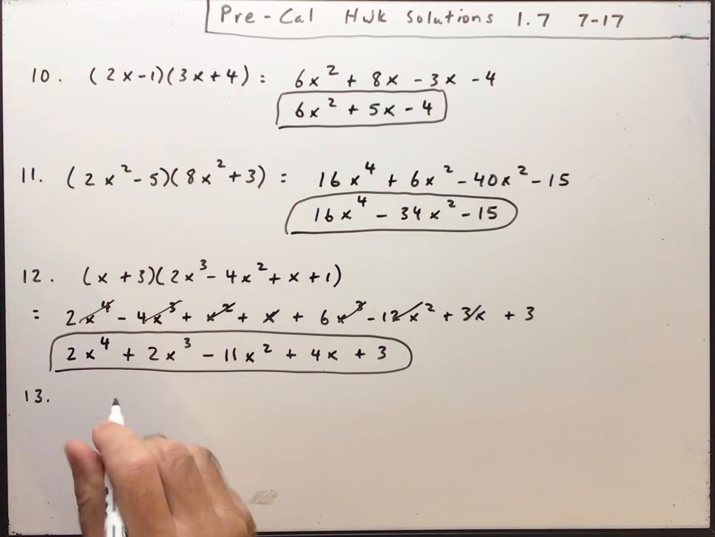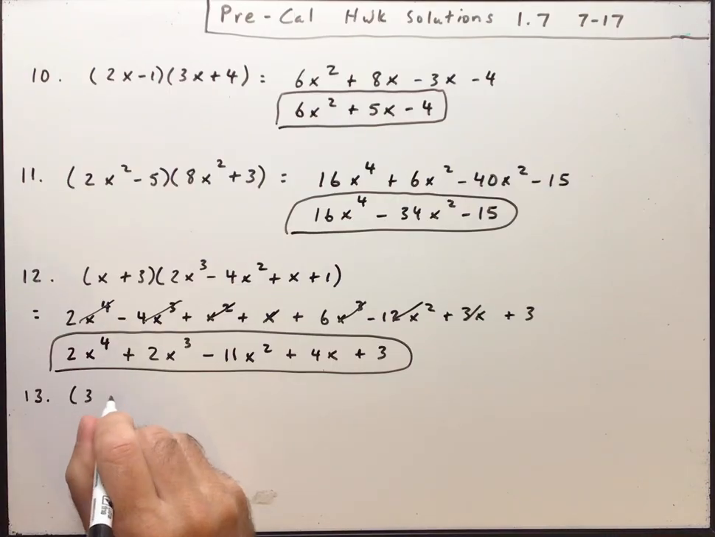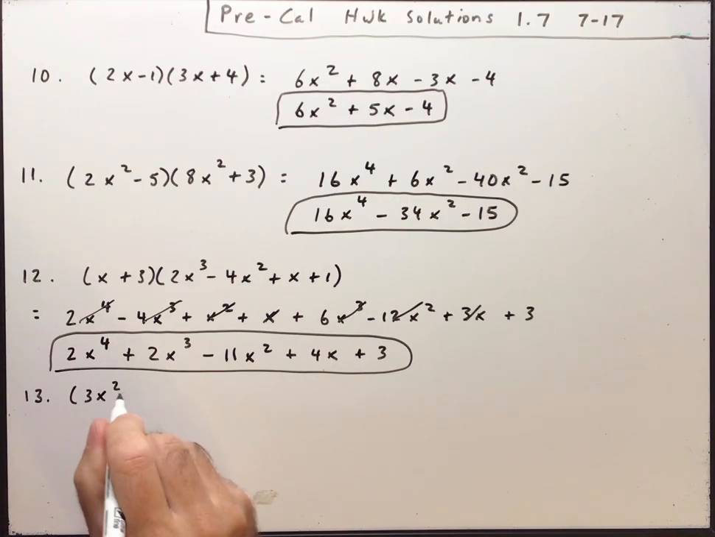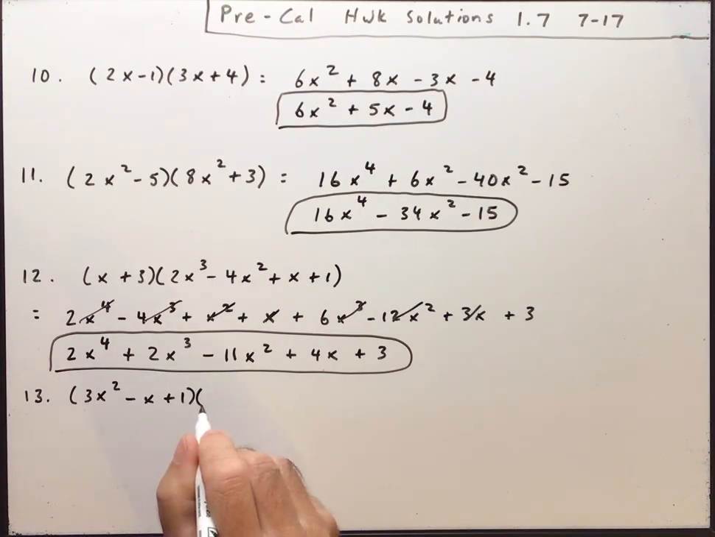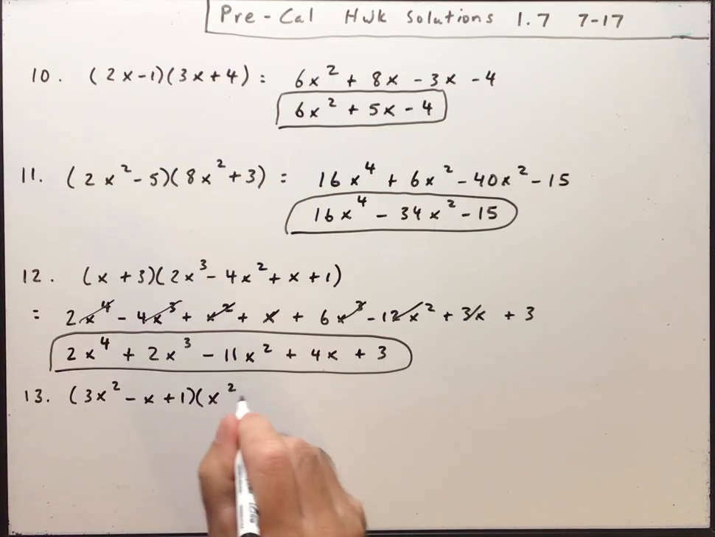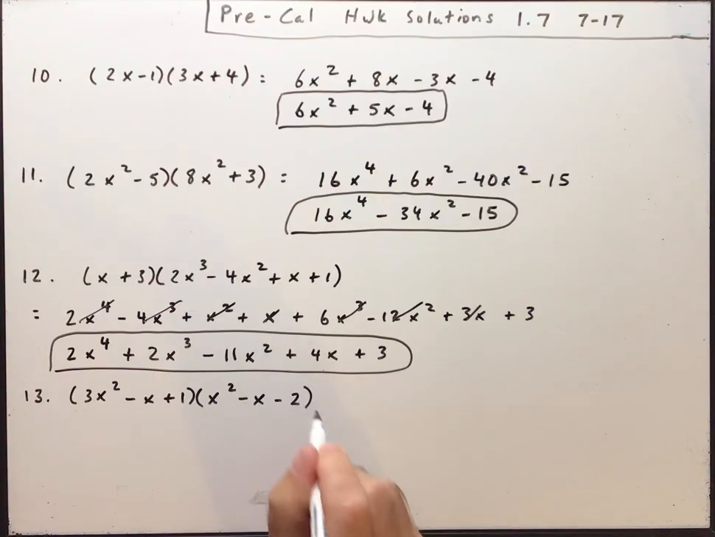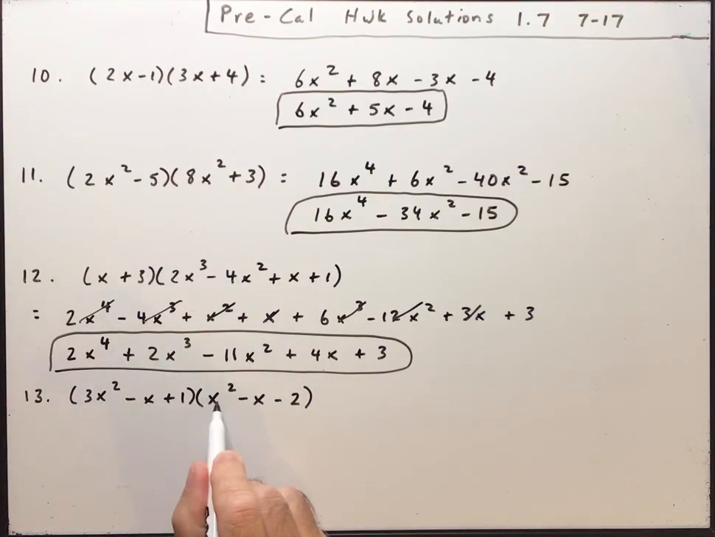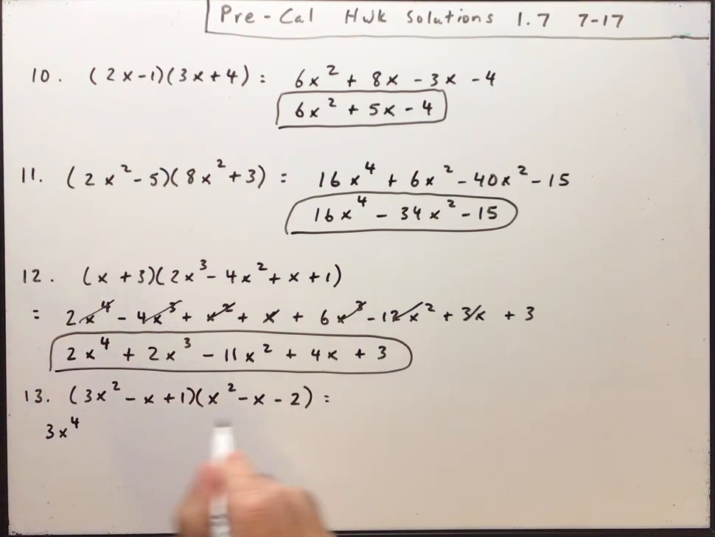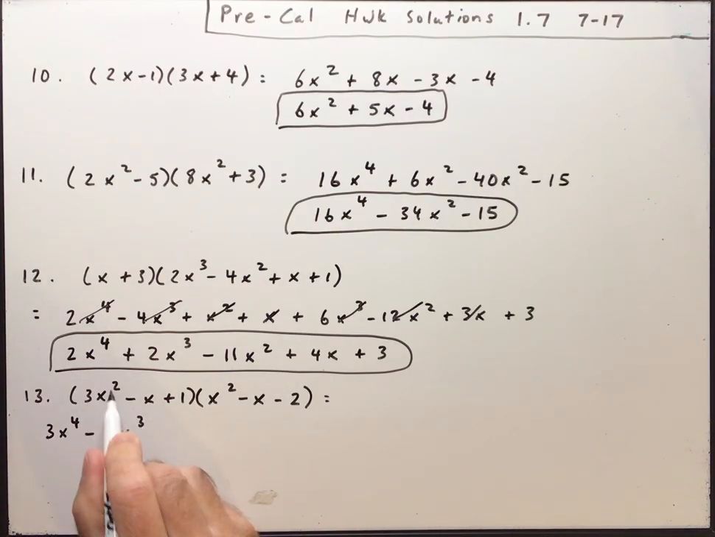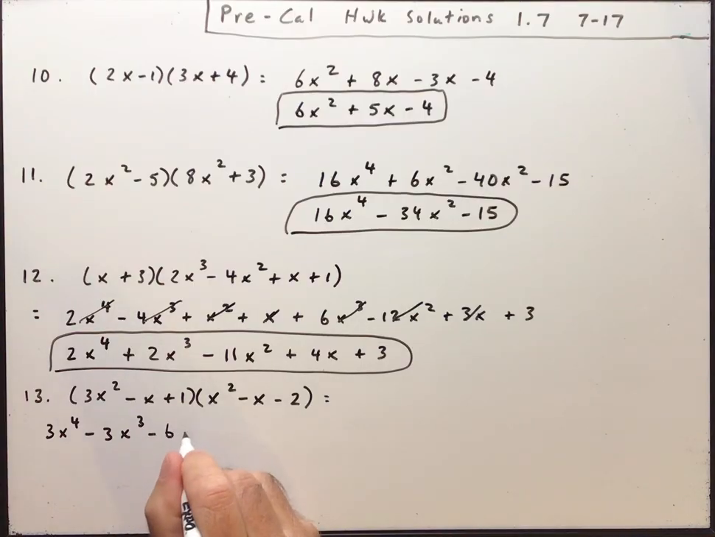All right, let's see if we can get 13 on the board here. 3x squared minus x plus 1, times x squared minus x minus 2. So 2 trinomials. We're going to have 9 terms to deal with. Going to do the 3x squared times all 3 terms. So that's going to be 3x squared times x squared would be 3x to the fourth. 3x squared times negative x would be minus 3x cubed. And 3x squared times negative 2 would be minus 6x squared.